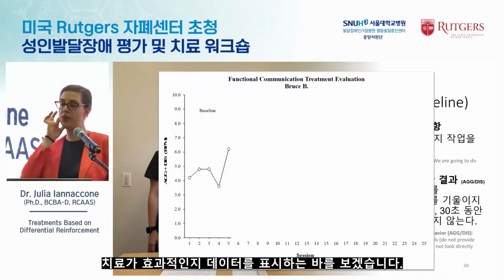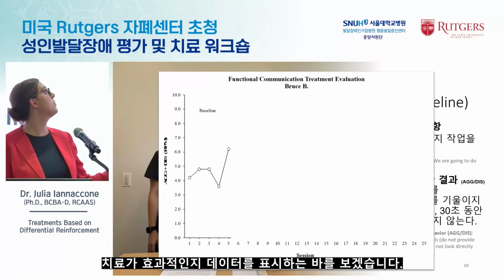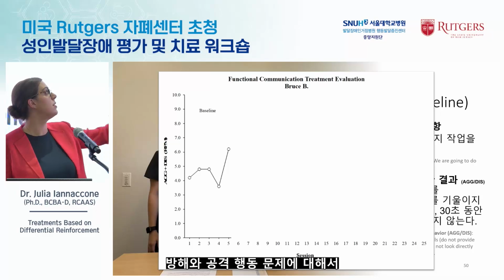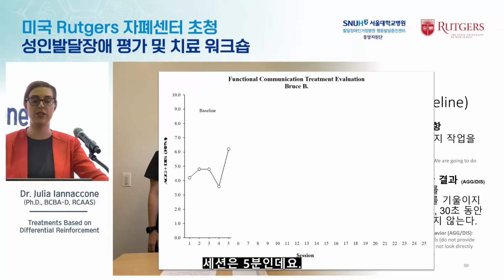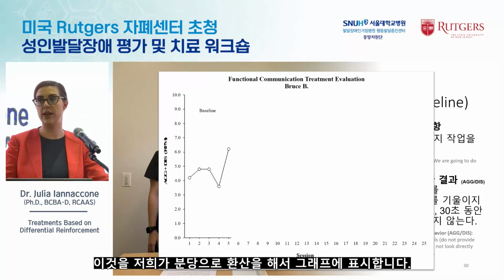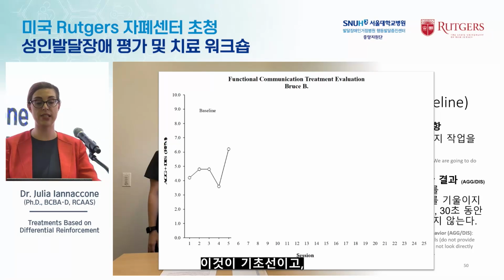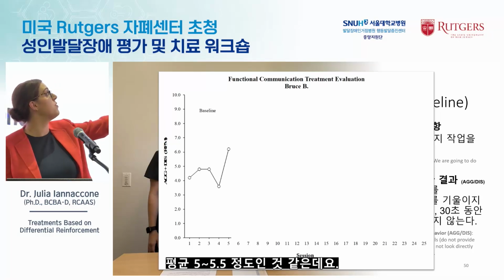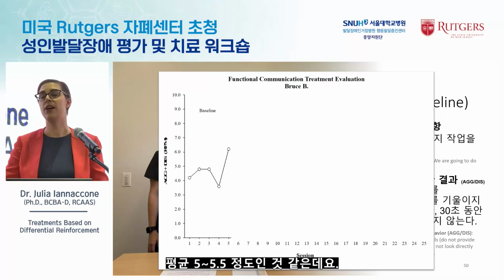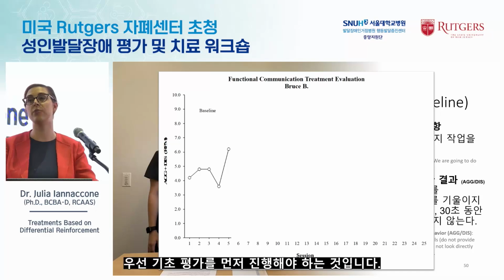Okay, so here's how we graph and know if our treatment is effective or not. So we have aggression and disruption on this axis, and we've converted this to responses per minute. So we'll say that these sessions are 5 minutes long. However many aggressions and disruptions we have, we add that, divide it by 5 minutes, and then we graph it here. So this is our baseline. Bruce is clearly engaging in problem behavior without a treatment. He's probably averaging around maybe 5.5. And so this is what we're going to compare our treatment effects to. So that's why it's important to do your baseline first.